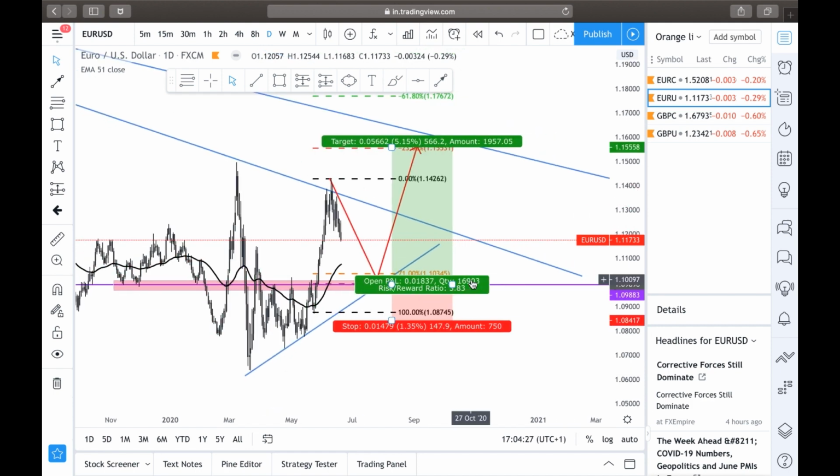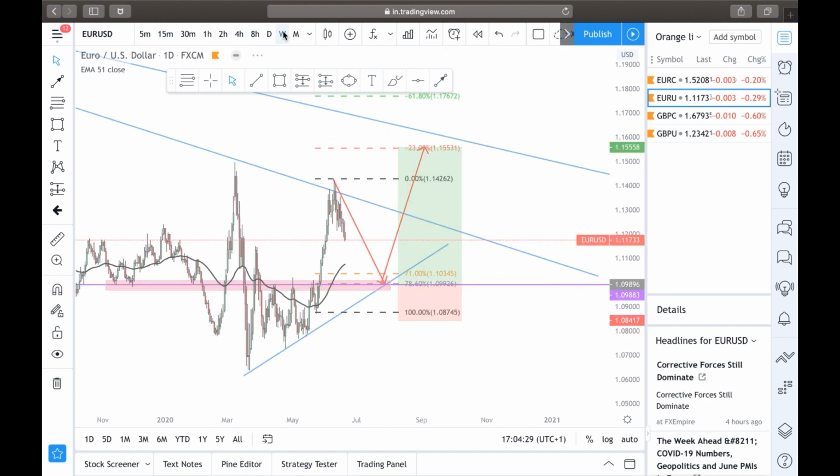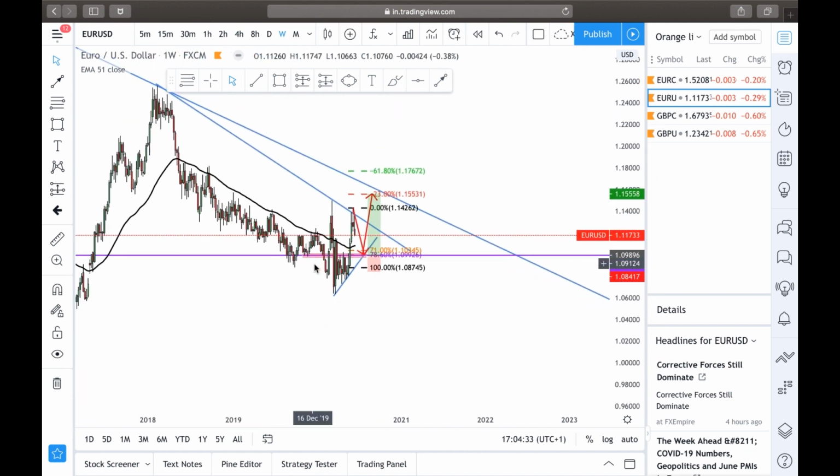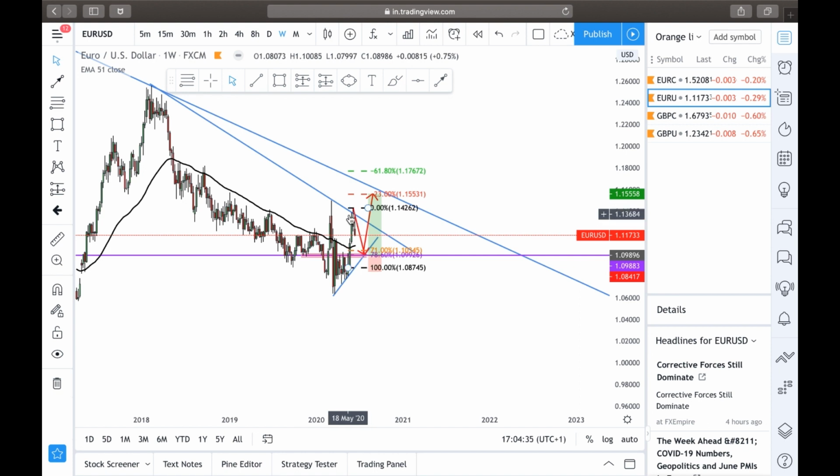Okay. So in my opinion, right, let me just clear this up. We have this smaller descending trend line in play. I don't think it's going to hold up. I think this is going to come back down into this support zone, this massive psych level one.